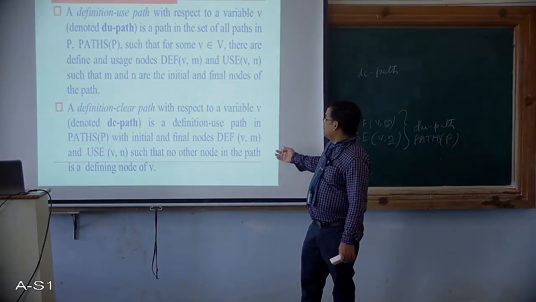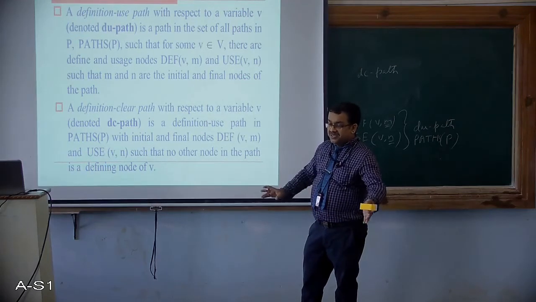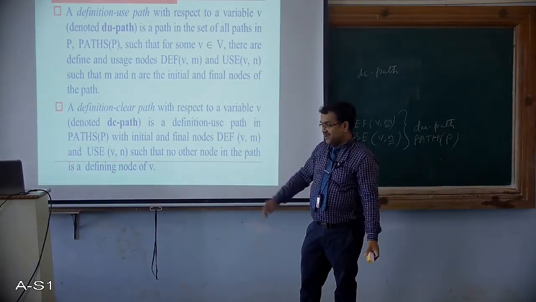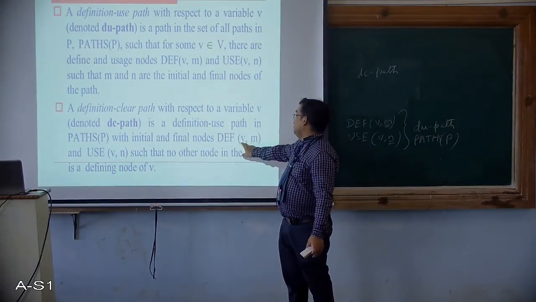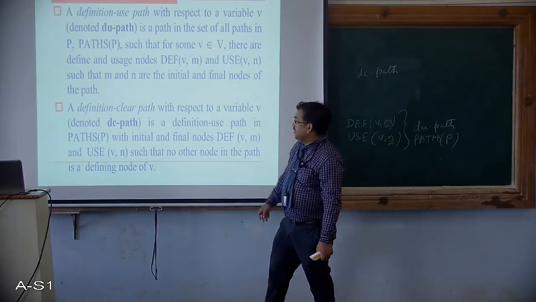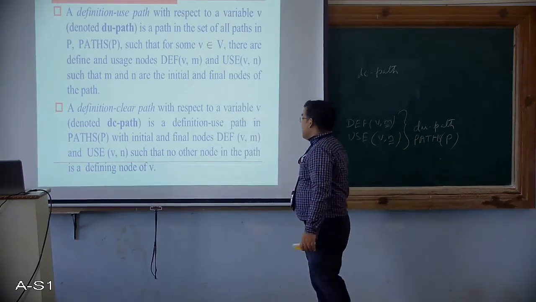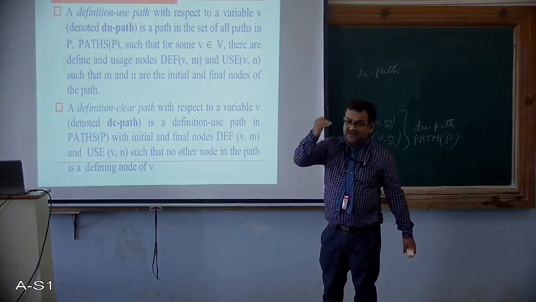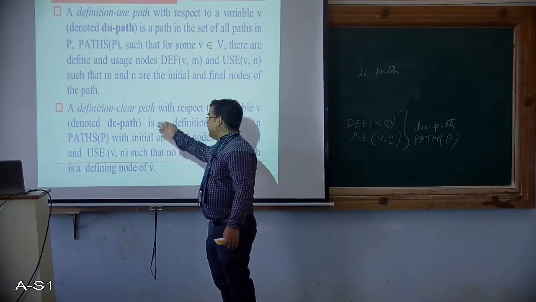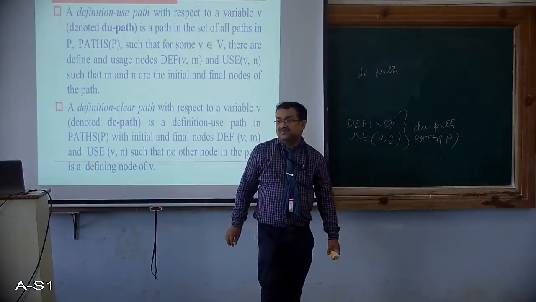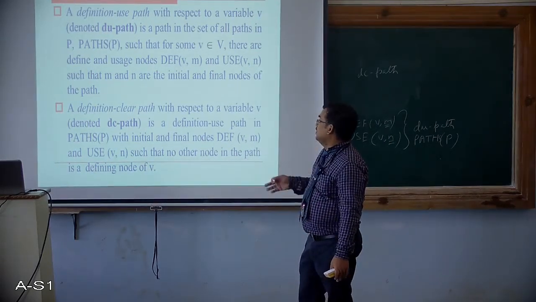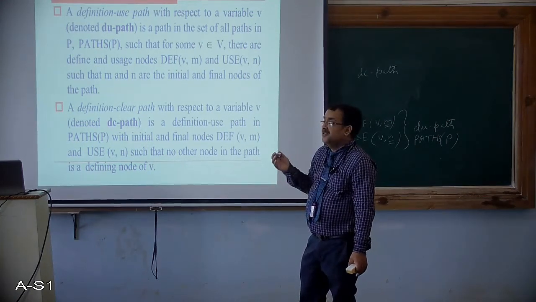So, when we have such a condition where no other node inside the path is defining that particular variable, and the variable is defined only in the initial node given by DEF at M, and the path ends with the use at node N, starting from node M and ending at node N, then such paths are called define clear paths. So you can say a define clear path is a special case of the DU path, the definition use path.